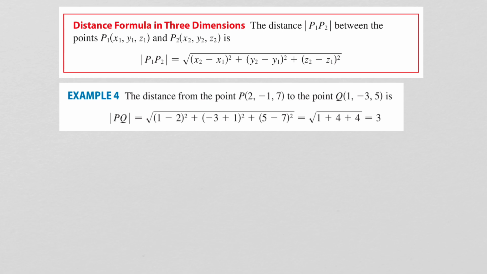As an example, the distance between the point P, which has coordinates 2, -1, and 7, to the point Q, which has coordinates 1, -3, and 5, is distance between P and Q equals, and then what they're doing here is they're subtracting the x values, so 1 take away 2, squaring it, subtracting the y values, -3 take away -1, which becomes -3 plus 1, squaring it, and then 5 take away 7 and squaring it. And when you do the math on this, you end up with 3. So this is a very simple formula to use.